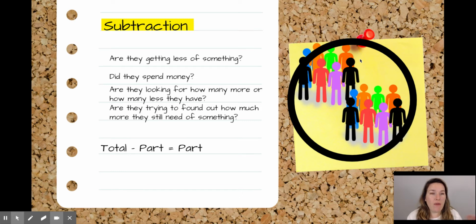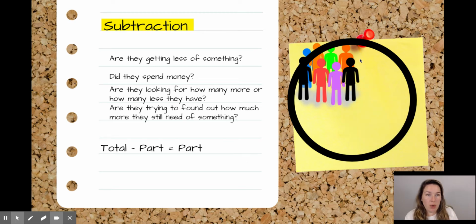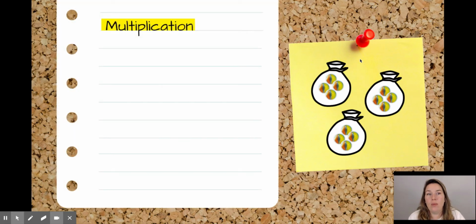So over here, I have our groups already together. We have our total amount of people. We'll take one of the parts of the people away, and then we're left with the last part. So we try to figure out how many people are in that part. So you have total minus part equals part. So like with addition, you're trying to find the total. In subtraction, you already know the total and you're taking something away from that total.